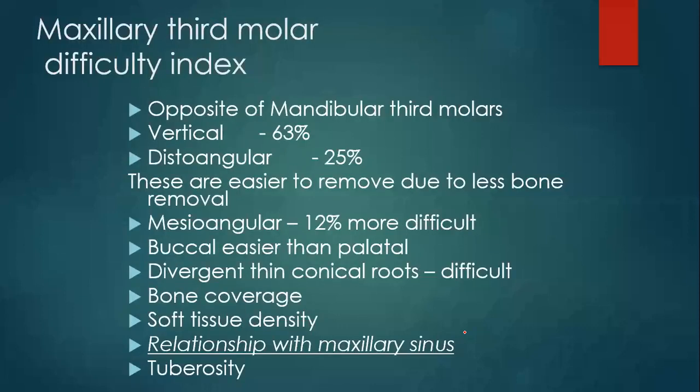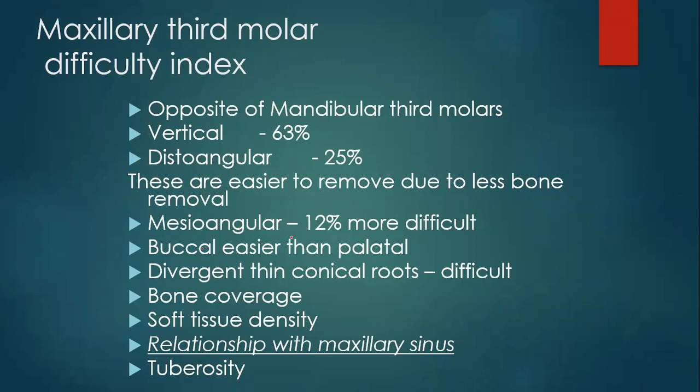So these are some of the indexes. These are not very important for exam purposes, but you should remember a little bit for your MCQs as well. Maxillary third molar difficulty index. It tells you the difficulty in removing that maxillary third molar. The opposite of the mandibular third molar: vertical and distoangular are easier to remove due to less bone removal. So when you find these types of index, they are easy to remove due to less bone removal.